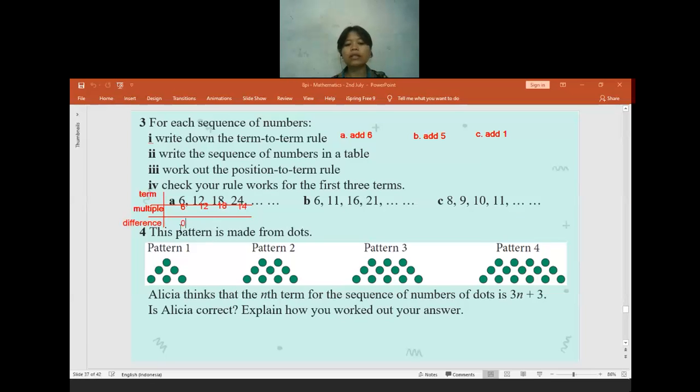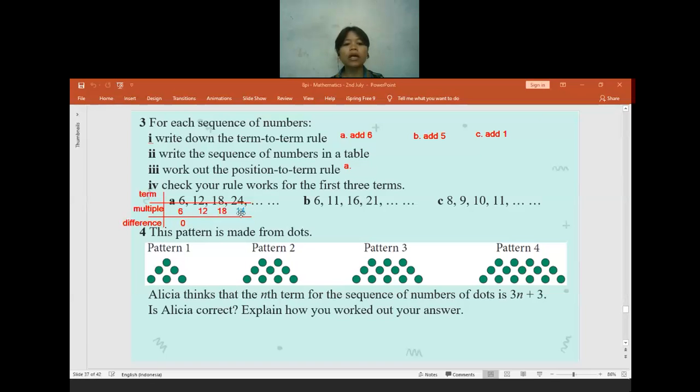When we have found the difference, it means we can find the position-to-term rule. Anyone want to help me? What is the position-to-term rule in question A? From the table, we can find the position-to-term rule. What is the position-to-term rule?